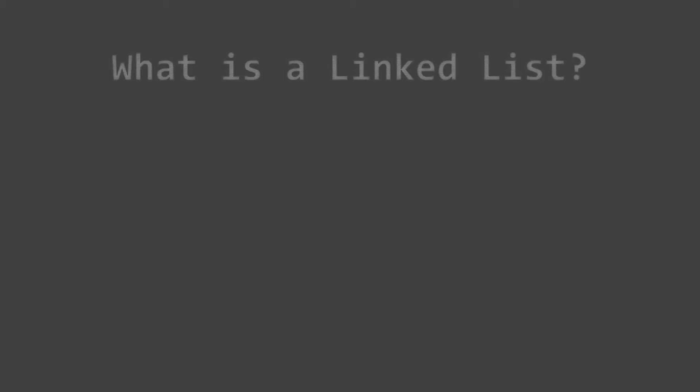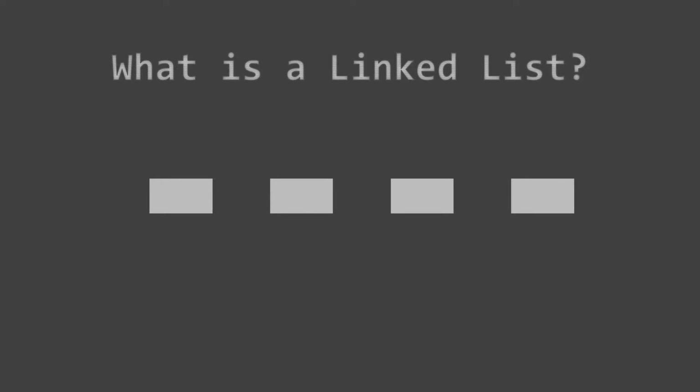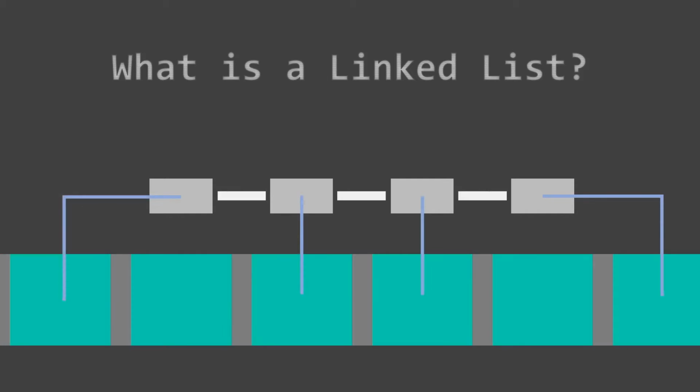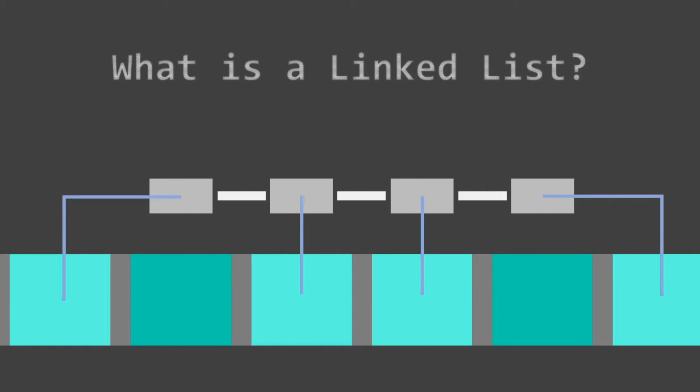So, what is a linked list? A linked list is a collection of elements, usually called nodes, where each node has a connection to the next node, forming a sequence. Due to this arrangement, the memory blocks used for the nodes do not need to be contiguous, unlike in, for example, an array.